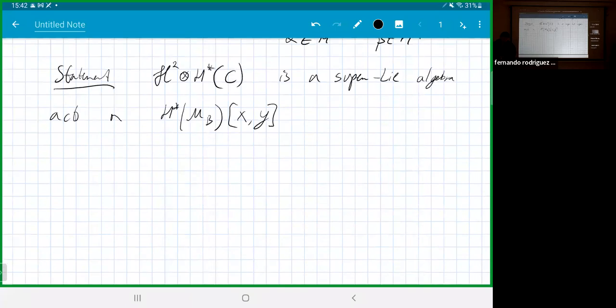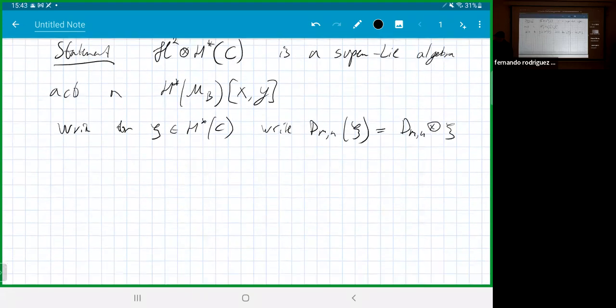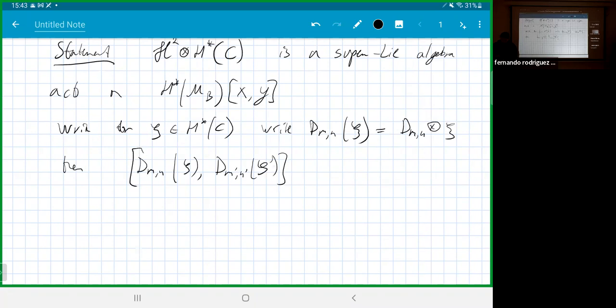So now we have polynomial rings in two variables over the cohomology, and we have this one, ring H2. So we write, for psi in the homology of the curve, we write d n of psi for the corresponding tangent product. Then relations become: this commutator is just n prime, prime n minus n prime times d n plus n prime minus one plus n prime minus one of the product.